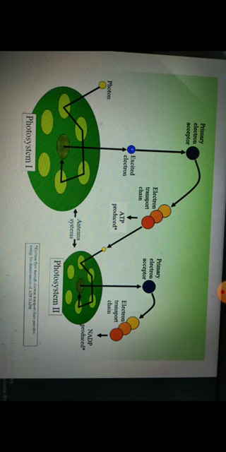ATP is for energy, and NADPH is used for the reduction of carbon dioxide to sugar molecules in the dark reaction. That we will study later on.